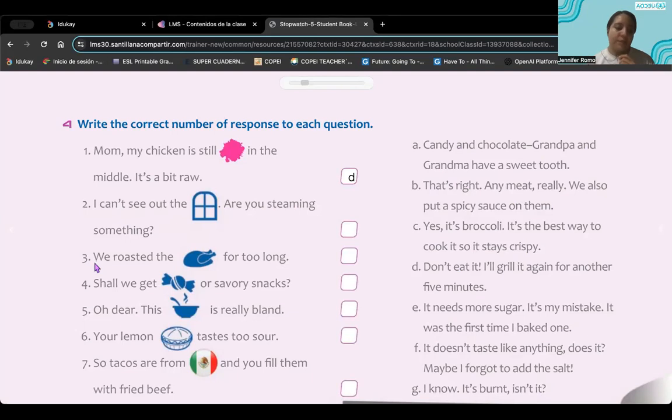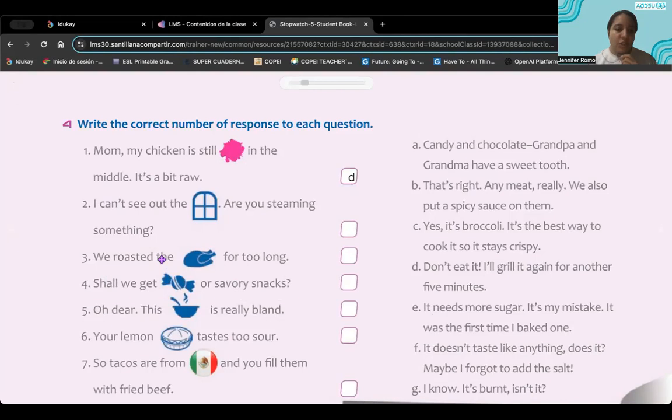Then we have number 3. We roast the chicken for too long. And then again, it says, I know I burned it, isn't it? If it doesn't taste like anything, does it? Maybe I forgot to add the salt. It needs more sugar. It's my mistake. It was the first time I baked. Then we have the next one. Here it says, nosotros rostizamos el pollo por mucho tiempo.